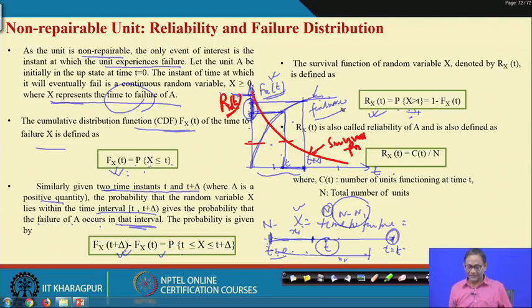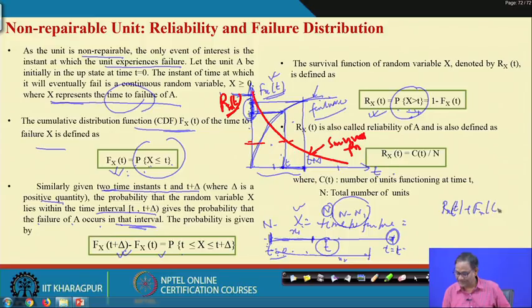So, failure function and survival function: one is probability x less than or equal to t, another is probability x greater than t. If I add the two, then it is the totality, and as a result R x t plus F x t is 1. If you know the cumulative probability distribution of failure, then you also know the probability distribution of survival. The survival function of random variable x is denoted by R x t and defined like this.